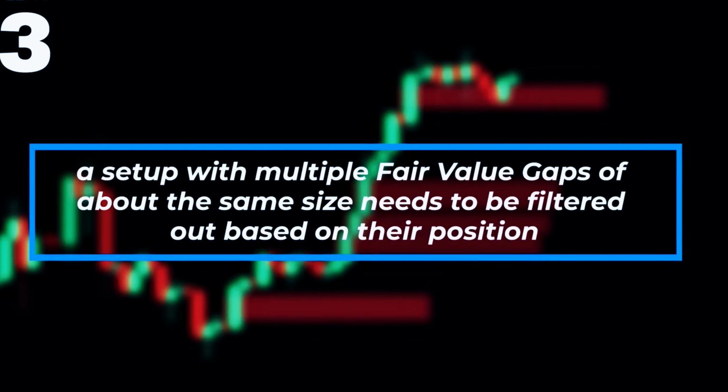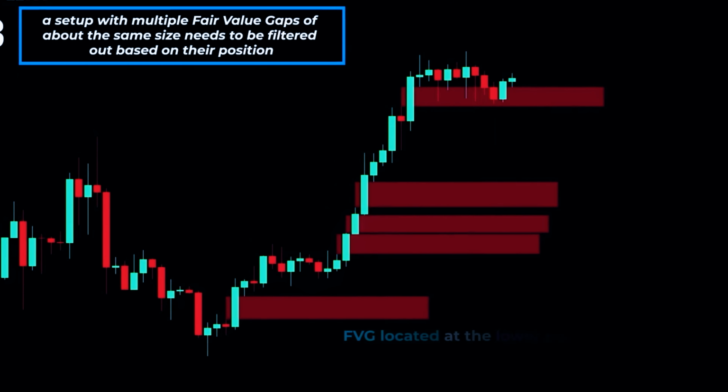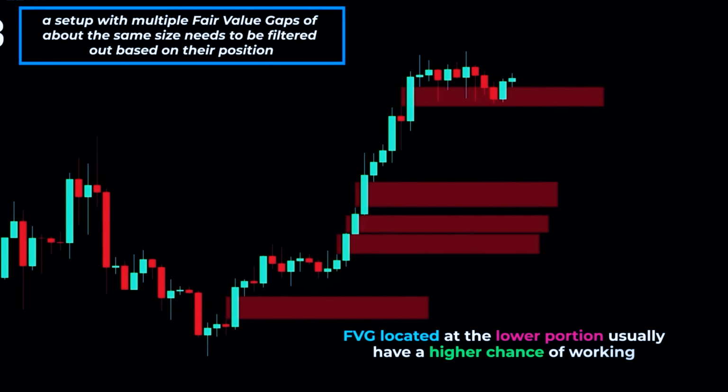Moving on to number 3, if you found a setup with multiple fair value gaps that are about the same size and none stand out as significantly larger, you'll need to filter them out based on their position.